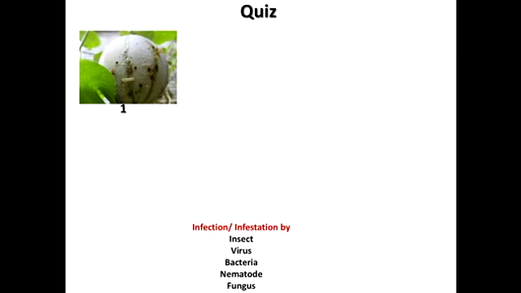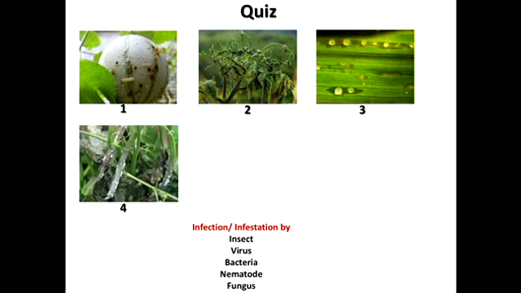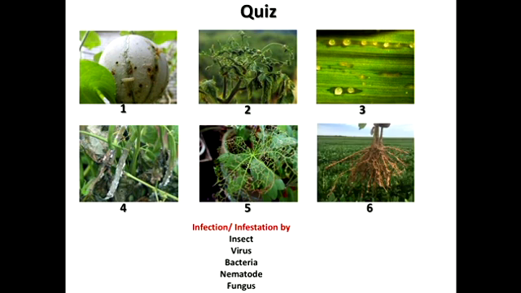So another very quick one: number 2, number 3, 4, 5, 6. What is number 1? Easy, it's insect, right? Insect. And number 2 is a bit difficult. Virus, right? Who said virus? Why virus? Because it's sort of easy. You can see that the leaf size is shorter, stunted growth, and some mosaic symptom. Okay, sometimes it's difficult to differentiate, but these are some symptoms.